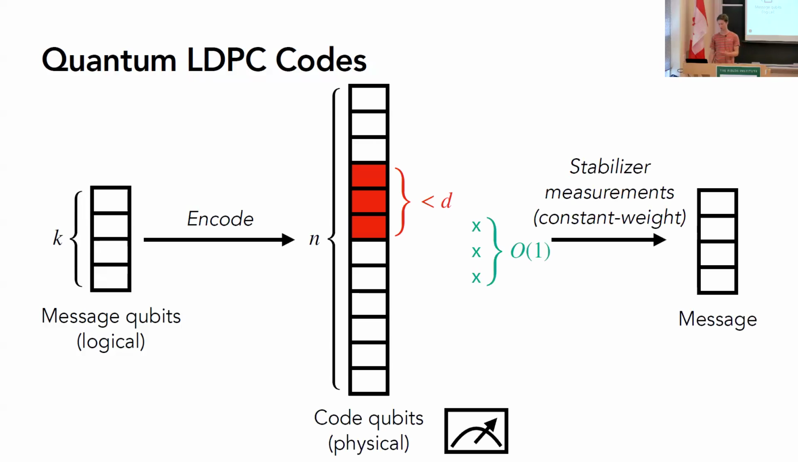So we might measure the tensor product of Pauli X on these 3 qubits and on these 3 qubits and on various sets of qubits. And the same for some Pauli Z measurements. And we just perform all these constant weight measurements, each just touching a constant number of qubits. And we use these measurement outcomes to recover the original message. And if you're not familiar with quantum computing, these measurements are really the analog of computing classical parity checks, just taking the parity of a constant number of bits within your code.